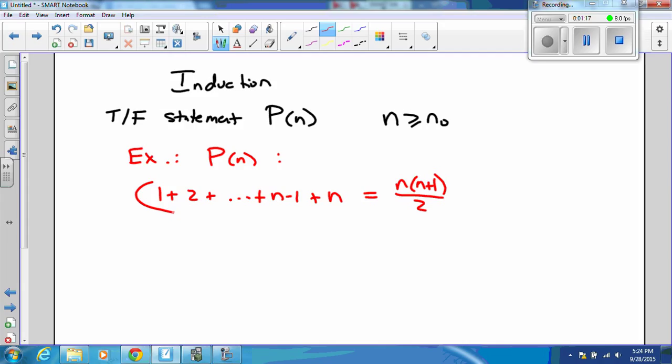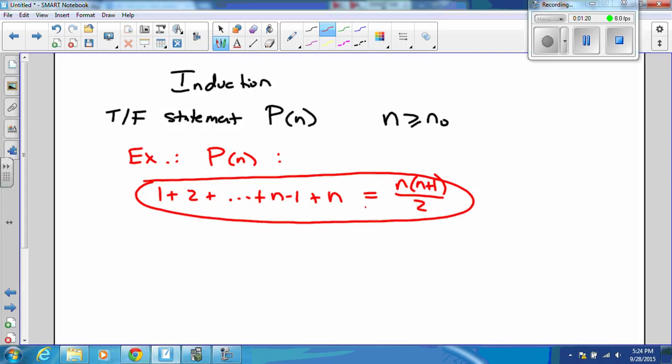So P of n is the entire statement right here, the equality. And the equality is either right or not. If it's right, then the statement is true. And if it's wrong, then the statement is false. So what I'd like to do is to prove that. But I need to decide what is the smallest integer that I want to make this claim for. So let's be reasonable about it and say that this statement is going to be considered true for all integers greater than or equal to 1.